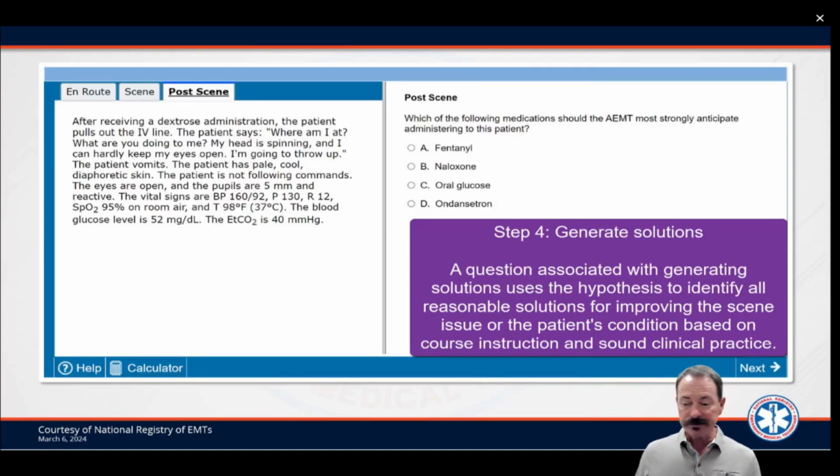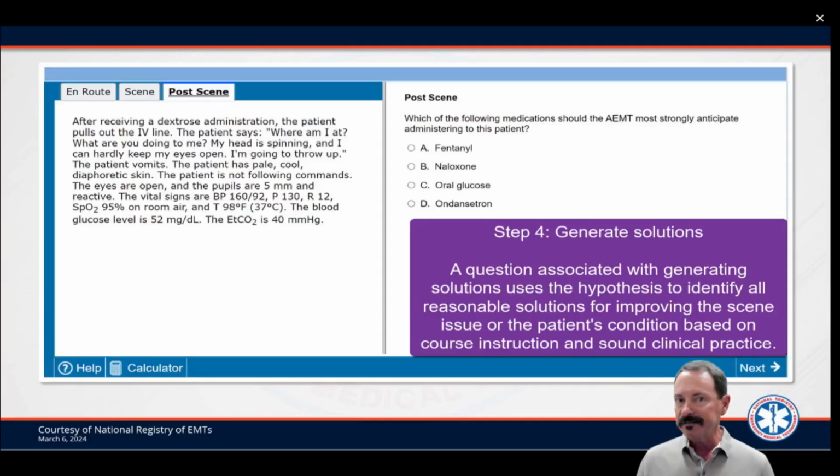The vital signs, blood pressure 160/92, still hypertensive. Pulse rate is now 130 beats a minute. It's gone up. Respiration's 12, pulse ox 95% on room air, temperature 98 degrees Fahrenheit. Blood glucose level is now 52 milligrams per deciliter. So it did go up, and the pulse ox stayed the same, the end-tidal stayed the same at 40 millimeters of mercury. And now the question is asking, which of the following medications should the advanced most strongly anticipate administering to this patient?